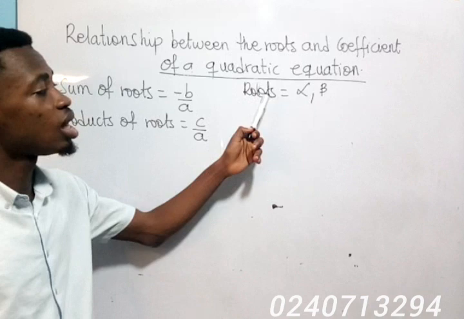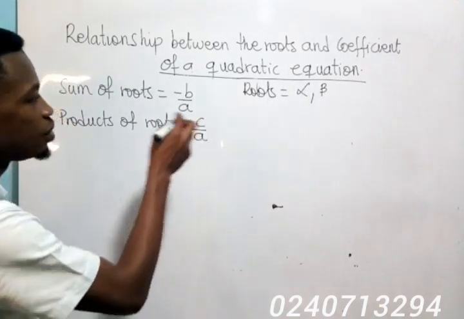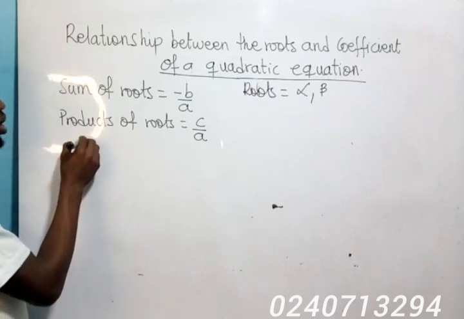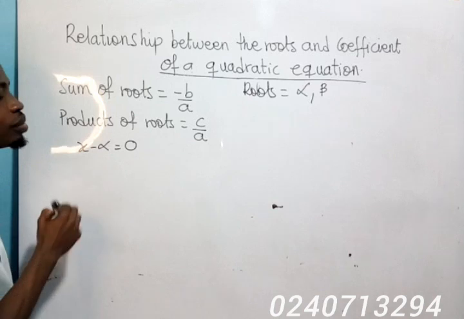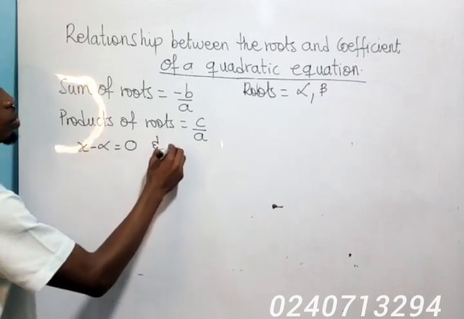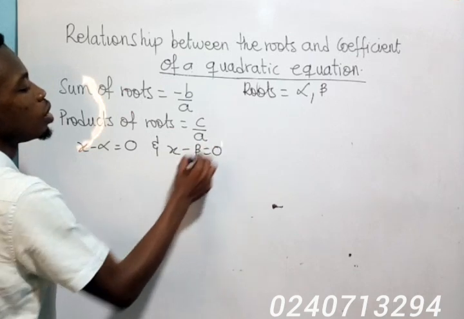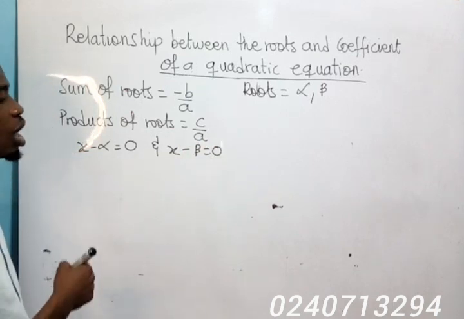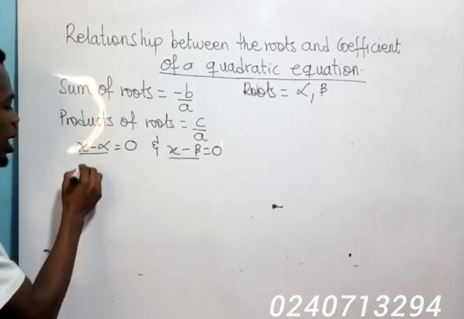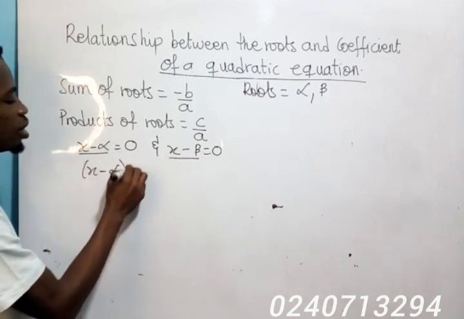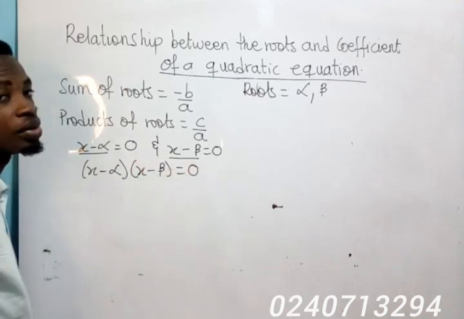Now, we are assuming that our given roots are alpha and beta. Now, if the roots are alpha and beta, then it means that x minus alpha must give us 0, and also x minus beta must give us 0. Now, it also means the product of these two must give us 0. So we have x minus alpha multiplying x minus beta should be equal to 0.